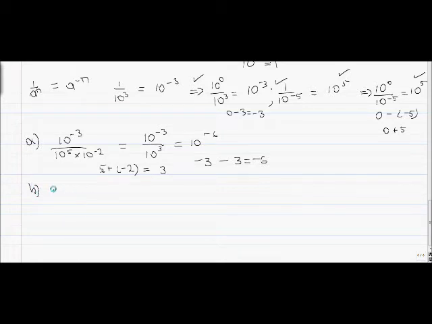Let's try B. 10 to the negative 3 times 10 to the negative 4 divided by 10 to the fifth times 10 to the negative 8.